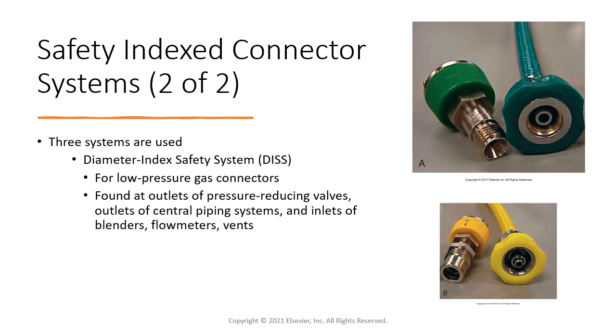Oxygen and air diameter index safety system connections are pictured here. The two shoulders of the nipple allow the nipple to unite only with a body that has a corresponding boring. If a match is incorrect, the nut will not engage in the body threads. The difference in the shoulders and bore between oxygen and air connections is evident in A and B. B is much bigger than A.